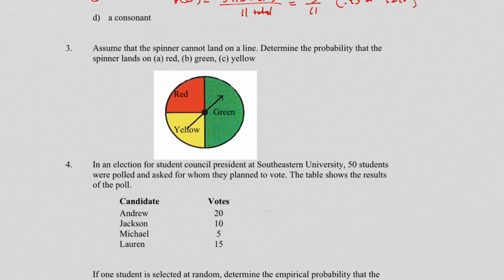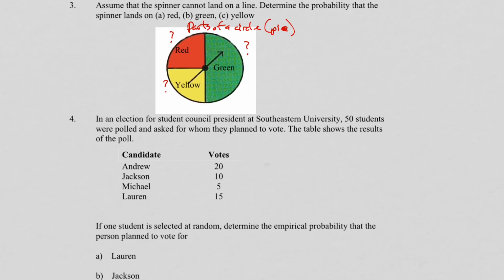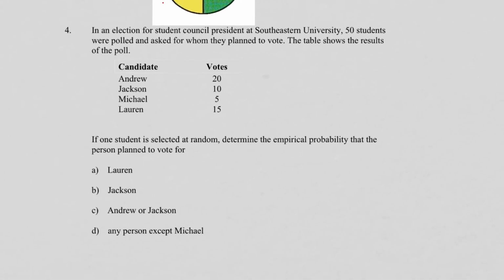Next we have number 3. I'm not going to do this one, but just think of parts of a circle or pie, whatever image, pizza. So what does this represent? What does this represent? Okay, and that should help you do that one. And let's take a look at number 4.